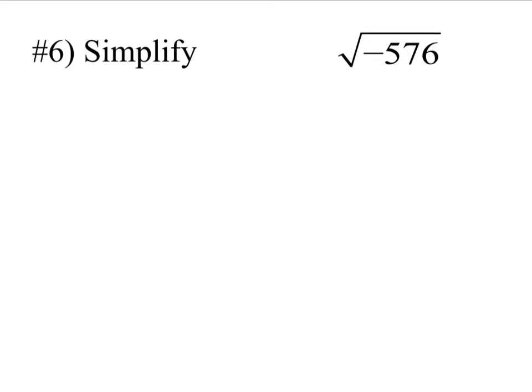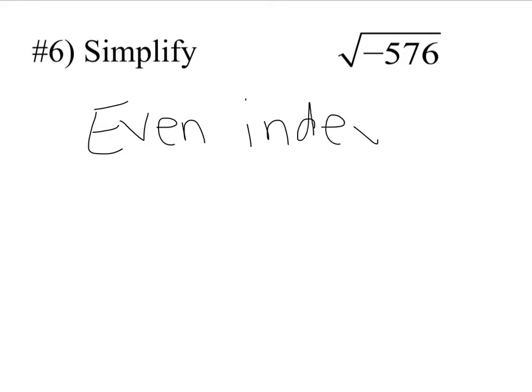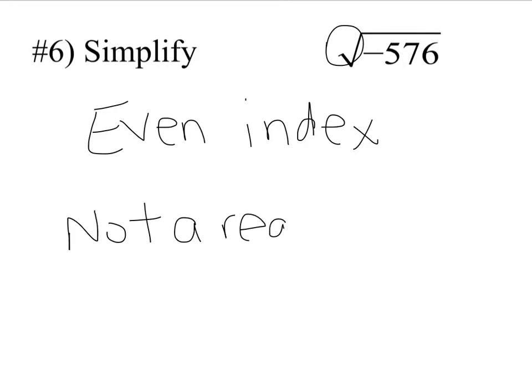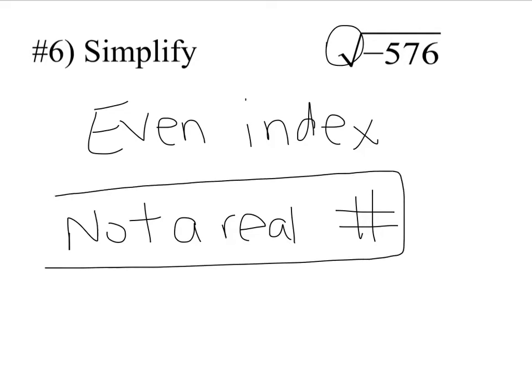Square root of negative 576, if you have an even index, which in this case we do, it's 2, then you cannot have a negative under the radical. So this is not a real number, which is different from no solution, guys. Don't write no solution, because that's not true. There is a solution, it's just an imaginary number.